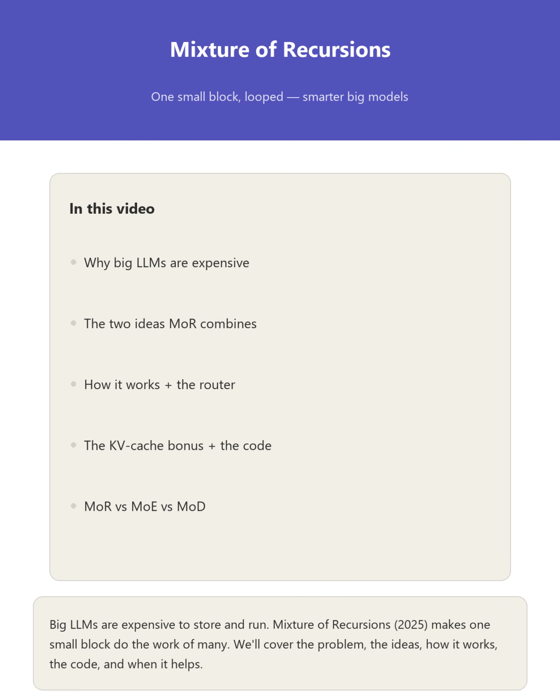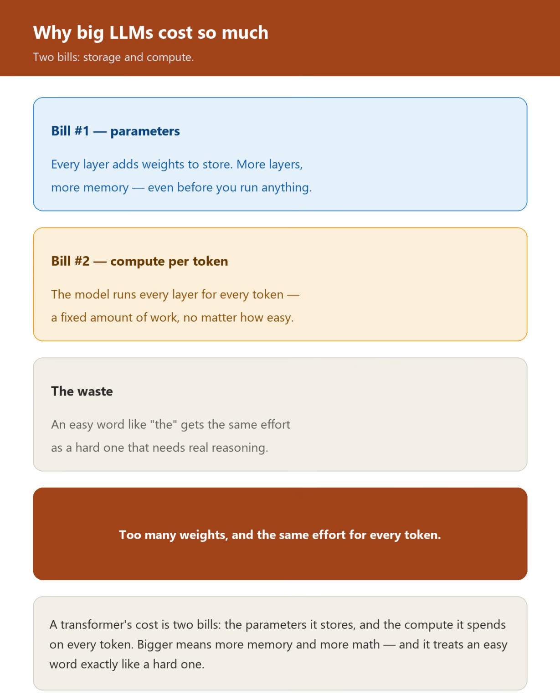Big language models are powerful, but they're expensive to store and to run. In this video we'll look at Mixture of Recursions, a 2025 design that makes one small set of layers do the work of many. We'll cover the problem, the two ideas it combines, how it works, the code, and when it helps. First, the problem.